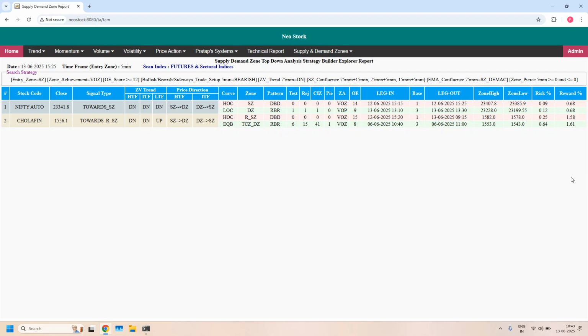So this is about bearish trade setup for hourly income trade. With this, we have completed generation of all the income trade reports. Okay, next I will generate finding the stocks near demand and supply zones for different time frames.